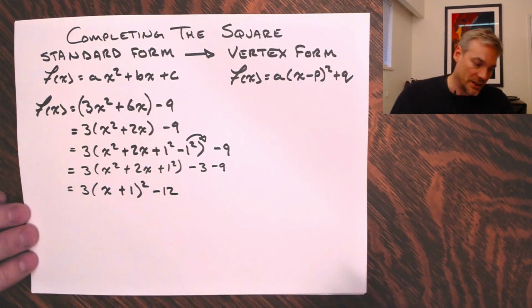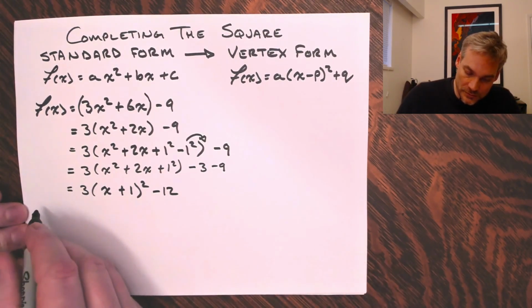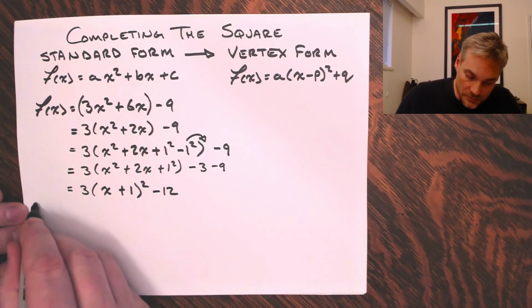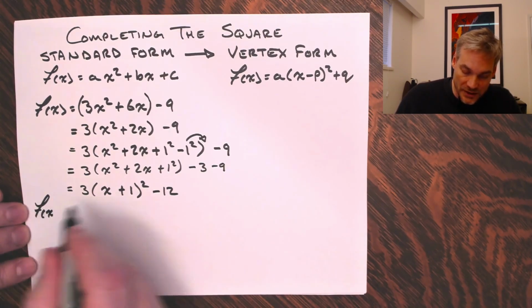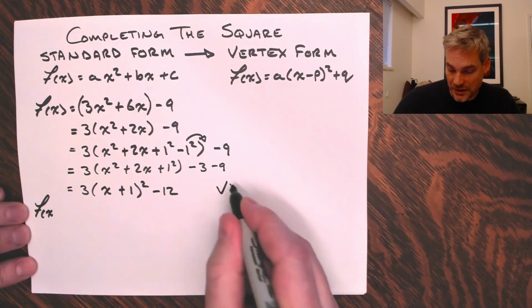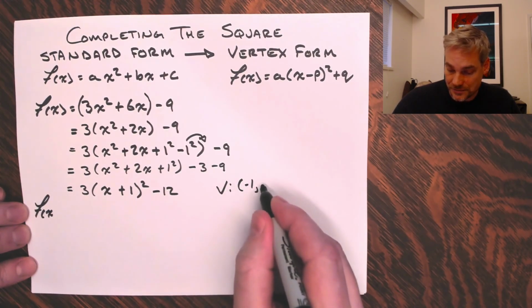So let's try another example. And now this is our vertex form. Sorry, you can write the vertex, or read the vertex right off.